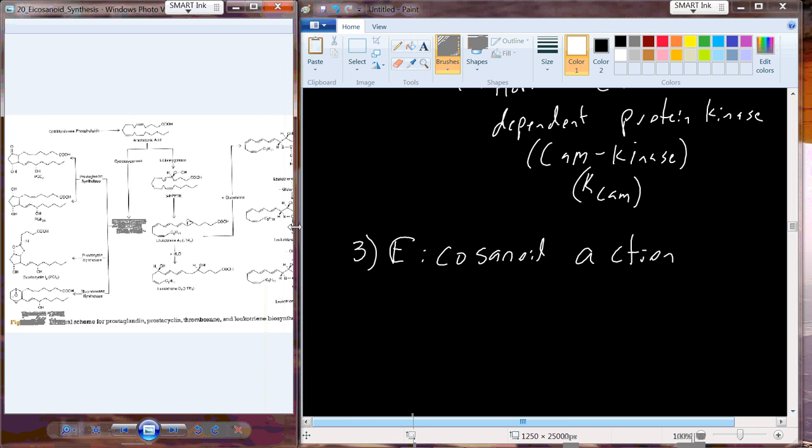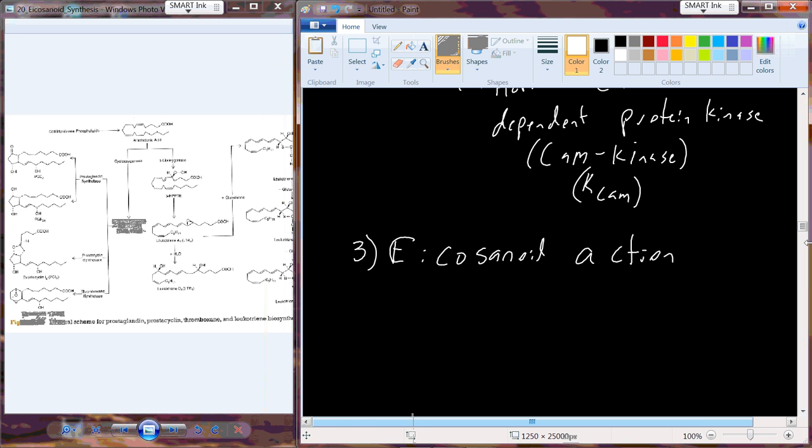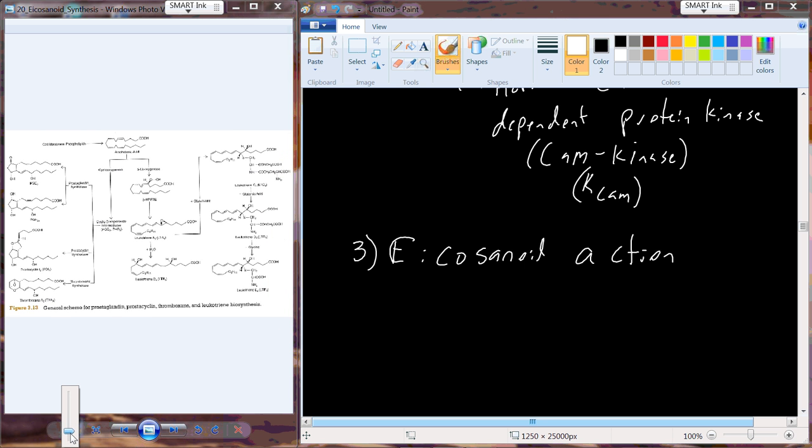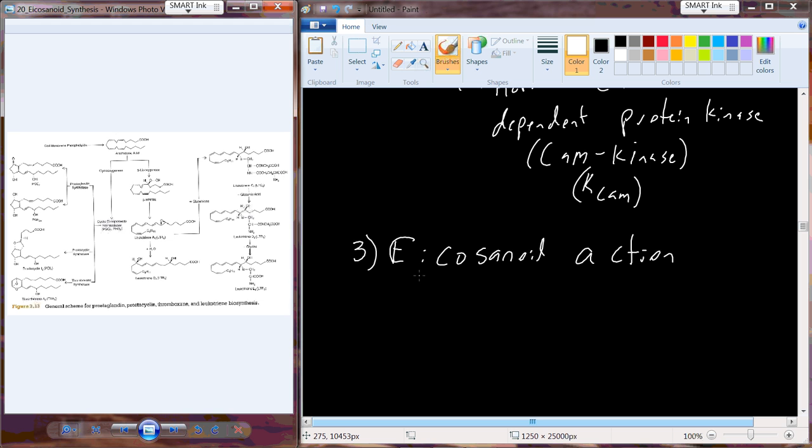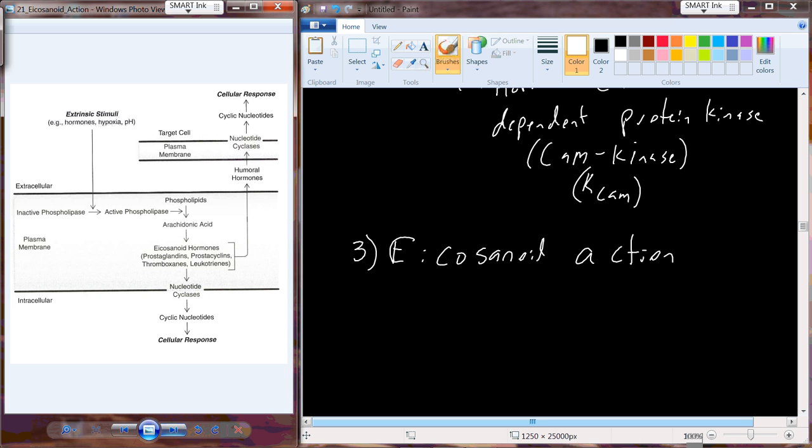And as those molecules are produced, they will begin to activate signaling pathways of their own, leading towards what we're going to call the action of the eicosanoids. So here is kind of an example. I guess we can see all of that.